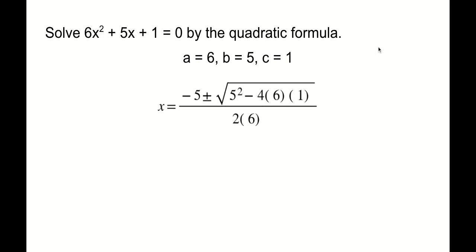So now it's just arithmetic. So I'll do a minus 5 plus or minus the square root of this, which comes out to be 1. So the square root of 1, and 2 times 6 is 12.